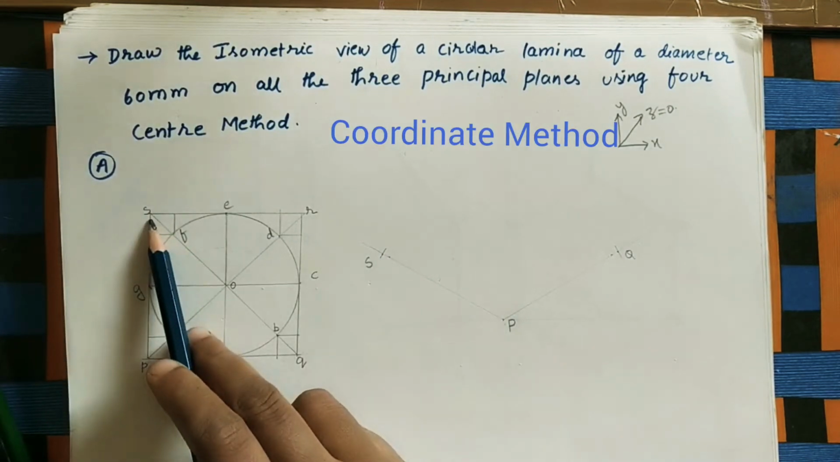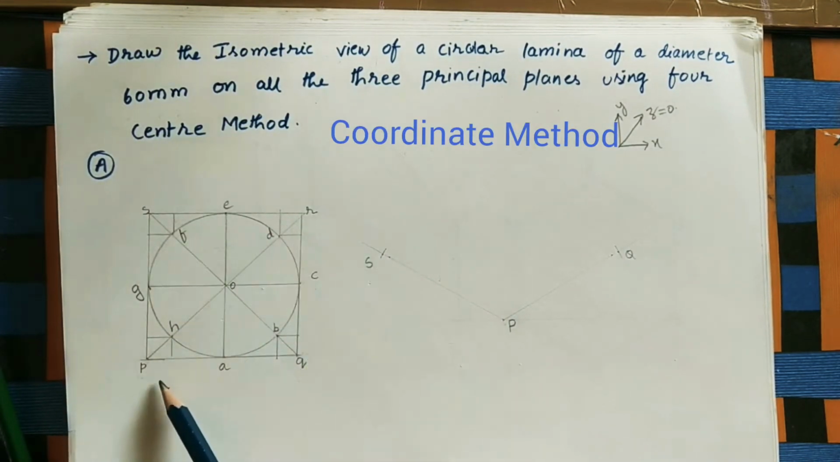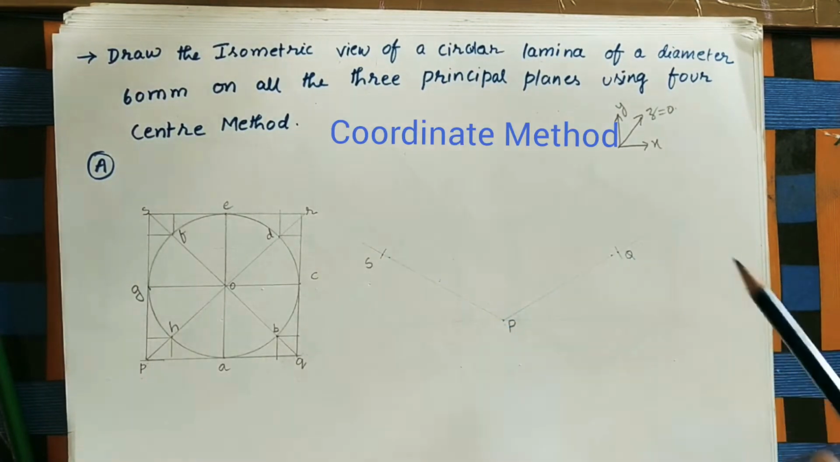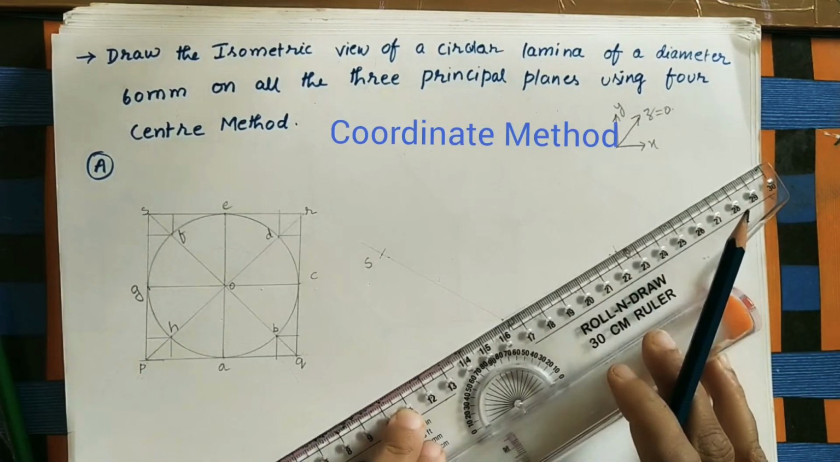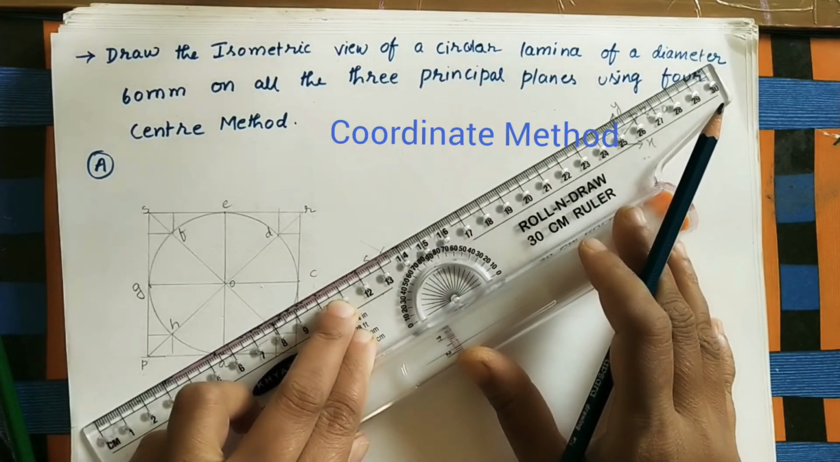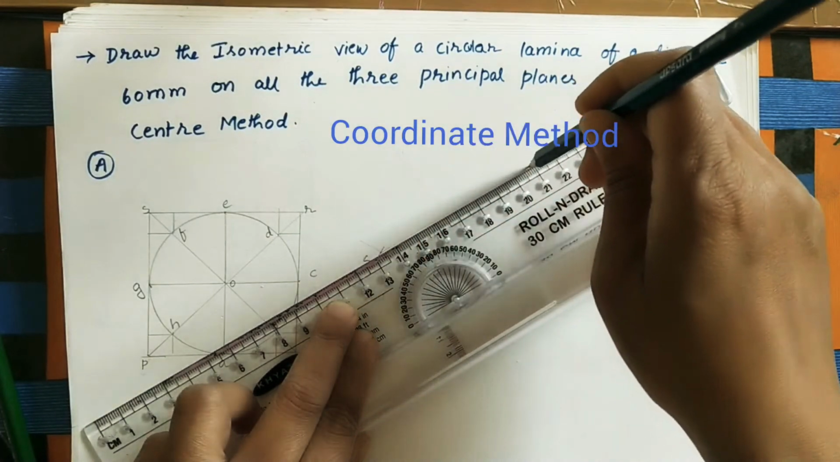Here after getting S, do SR line. SR line is parallel to PQ line. Okay, here also we have to do one line parallel to PQ. For doing the parallel lines, I am using roller scale here. Fix the drafter scale here and move the scale up to S. Okay, like this. Do the line of some length.